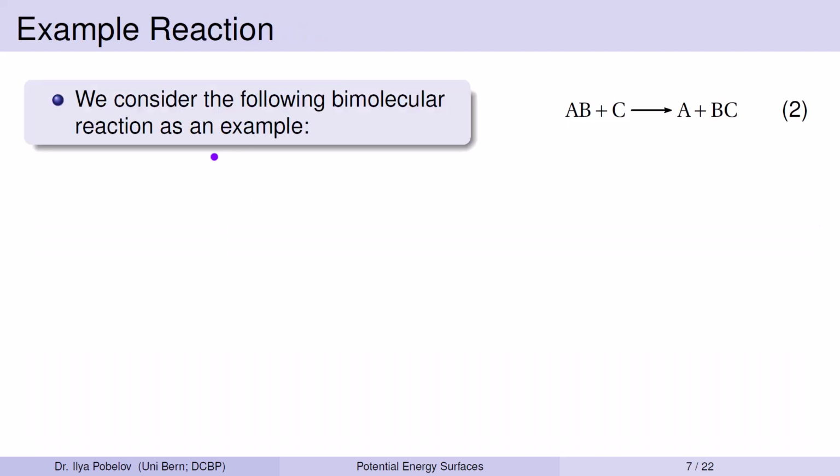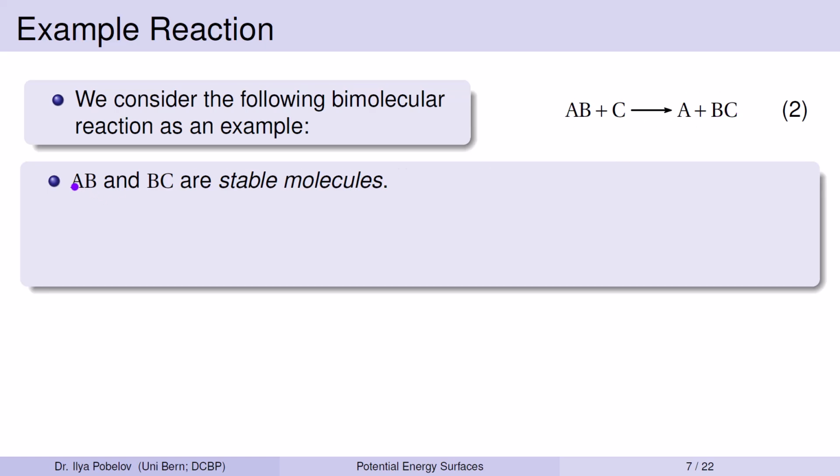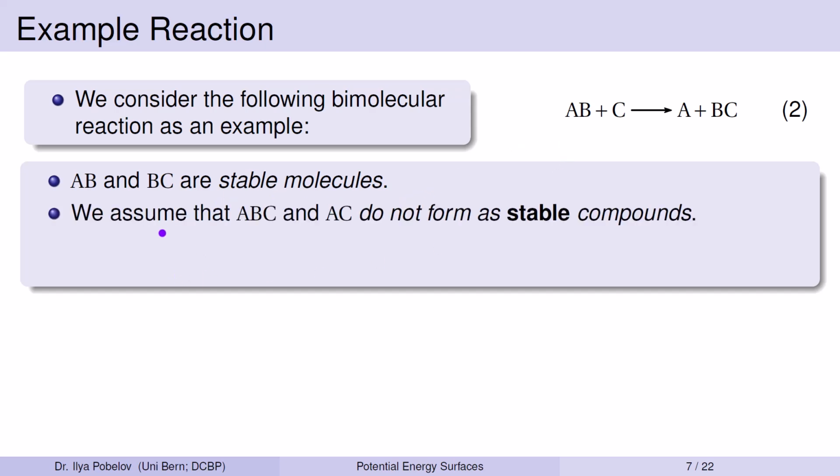To illustrate the concept of potential energy surfaces, we consider the following bimolecular reaction as an example. A molecule AB reacts with an atom C to form a molecule BC and release atom A. In this system, AB and BC are stable molecules, while we assume that the triatomic species ABC and the diatomic species AC do not form as stable compounds.